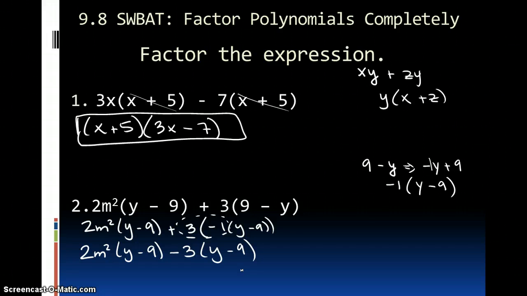Now this looks a little bit more user-friendly to me because I have 2m squared times y minus 9 minus 3 times y minus 9. So what do they both have in common now? Y minus 9 is my common factor. Left over, this is now gone, so I have 2m squared. This is now gone because we factored it out, minus 3. And that is that.